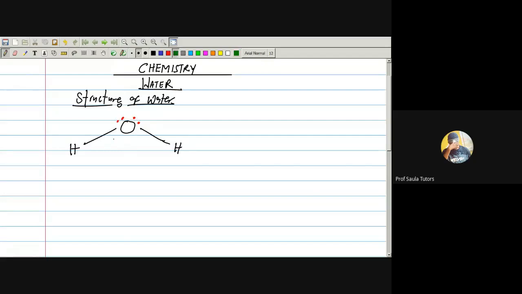And the bond angle in this water molecule is approximately 105 degrees. You see the structure of water, we call it bent shape, or V shape. That's the shape of water molecule. Shape of water molecule is what? Bent or V shaped. Some people even call it angular shape.